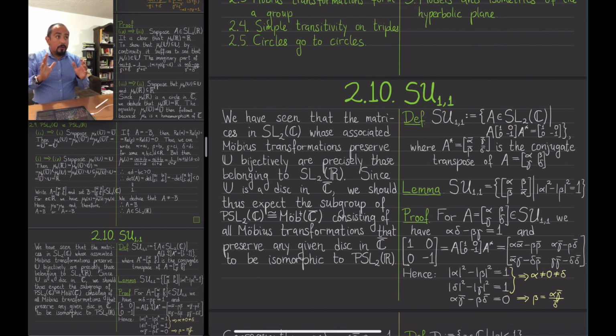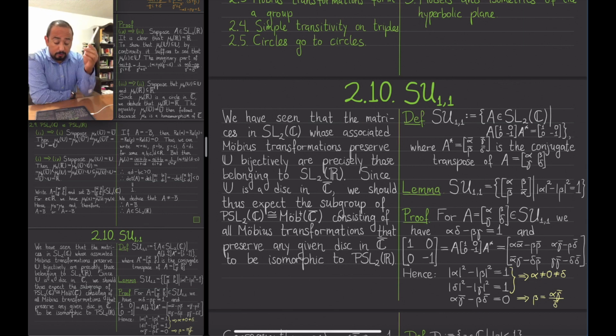So what I'm trying to say is that PSL2R is the prototypical subgroup of Möb+ C bar, consisting of Möbius transformations that preserve a disk. All Möbius transformations that preserve a disk. So it's the prototypical example. Any other example should be isomorphic to PSL2R.